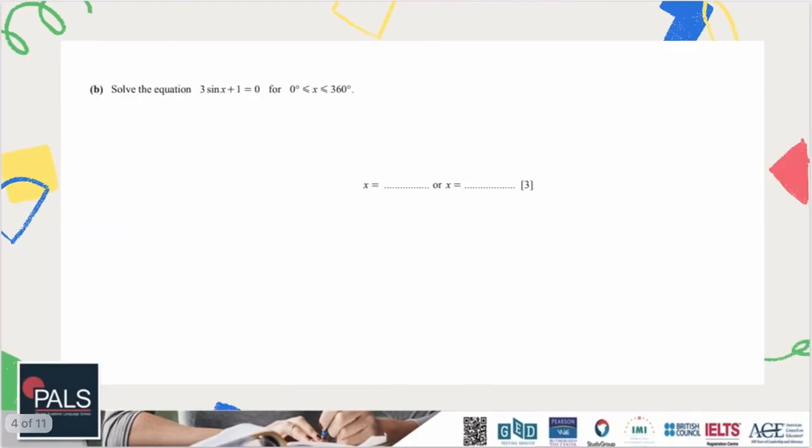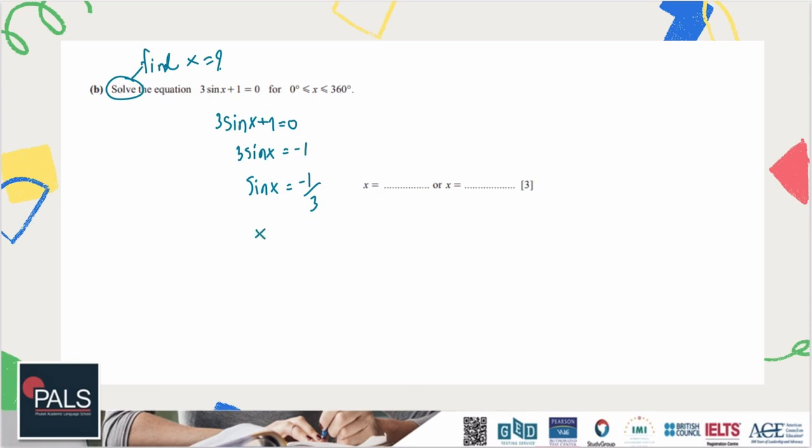So next, solve the equation 3 sine x plus 1 equals 0. They ask you to solve, which means they ask you to find possible values of x. So 3 sine x equals minus 1, so sine x equals minus 1 over 3.